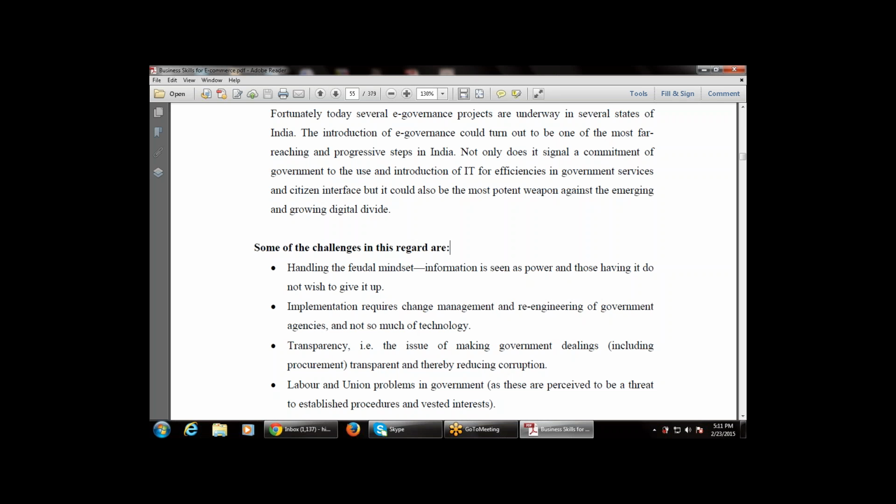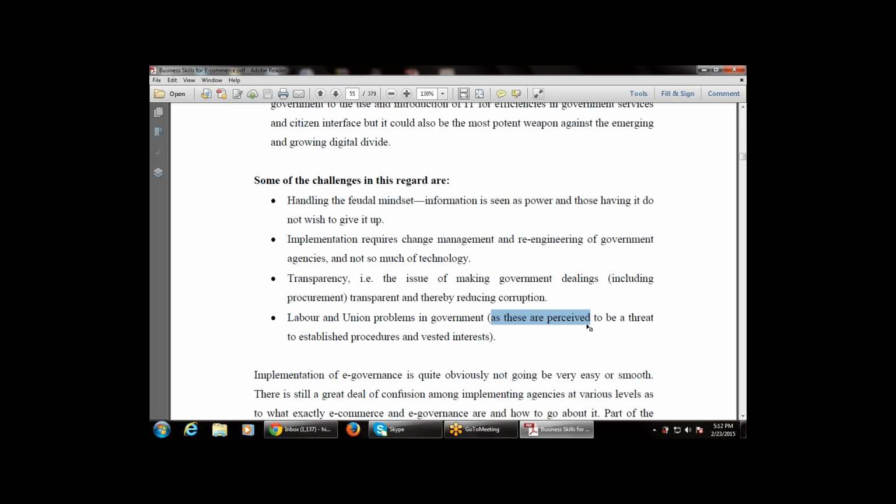Not only that, one user knows one thing and another user knows nothing. That is not the case. Every user must know everything whenever there is any change in the policy, whenever there are any rules and regulation changes. So there is transparency among various users. Then the next point says labor and union problems in government, as these are perceived to be a threat to established procedures and vested interest.